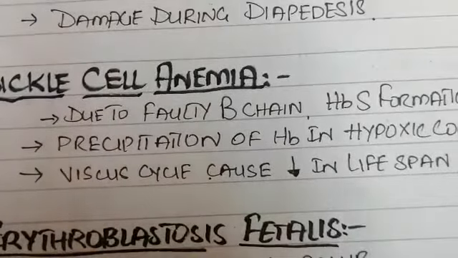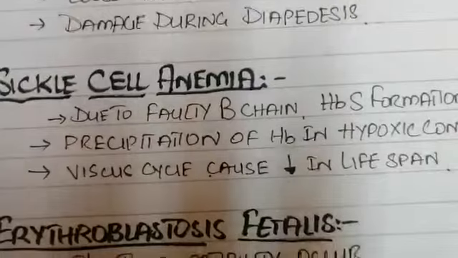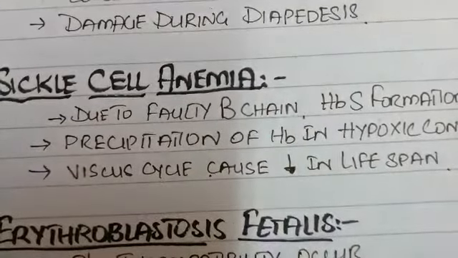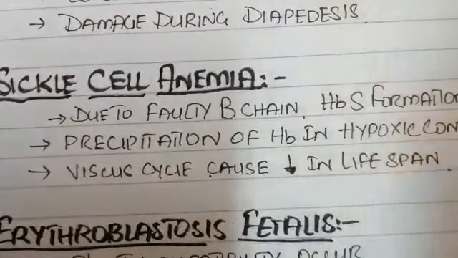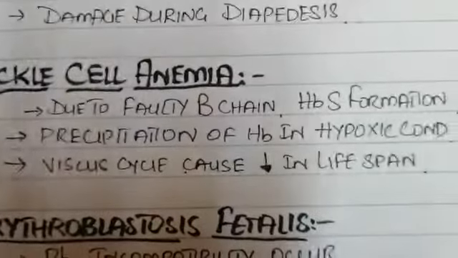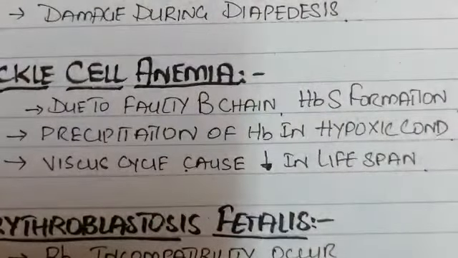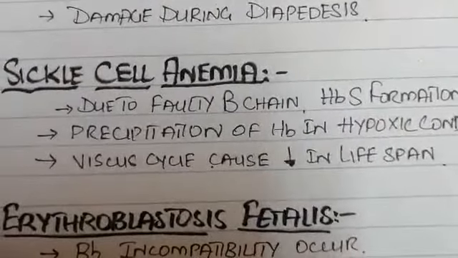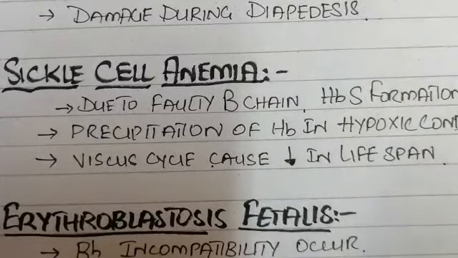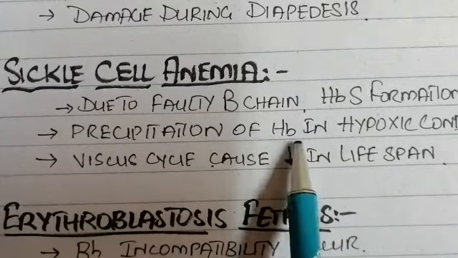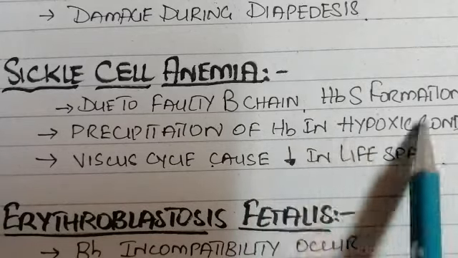Now coming to sickle cell anemia. What happens in sickle cell anemia? It happens because of a faulty beta chain and there's a production of hemoglobin S. So what is a faulty beta chain? The beta chain is a component of normal hemoglobin, and when there is a defect in the gene of the beta chain, there is a formation of a different hemoglobin, hemoglobin S, and this hemoglobin S will precipitate in hypoxic conditions.